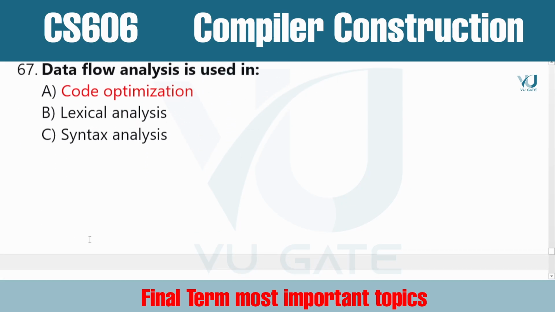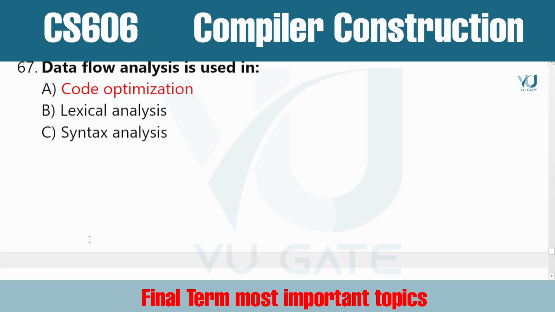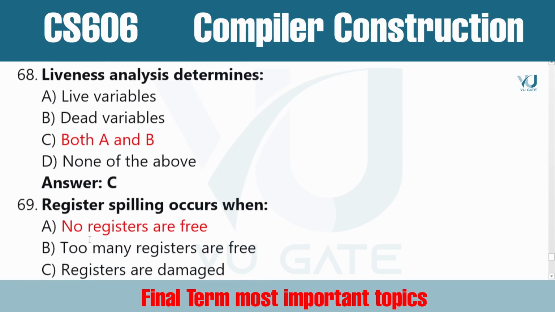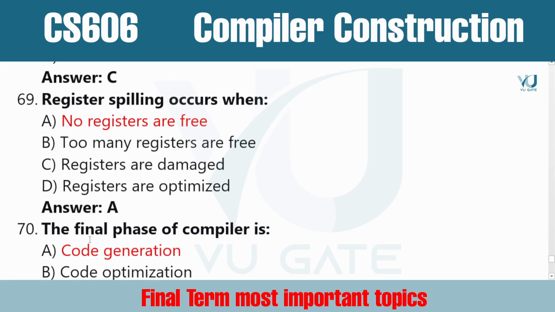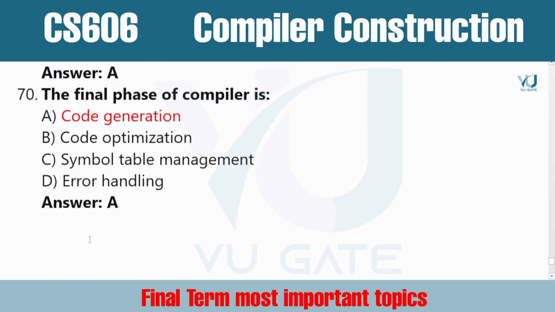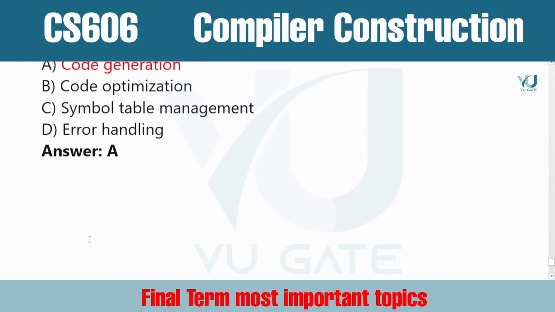Data flow analysis is used in. The correct answer is option A, code optimization. Liveness analysis determines. The correct answer is option C, both A and B. Register spilling occurs when. The correct answer is option A, no registers are free. The final phase of compiler is. The correct answer is option A, code generation.